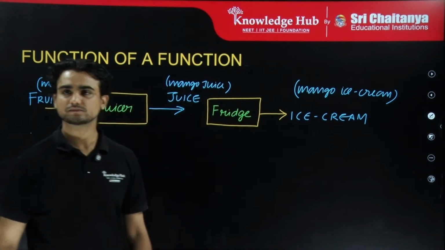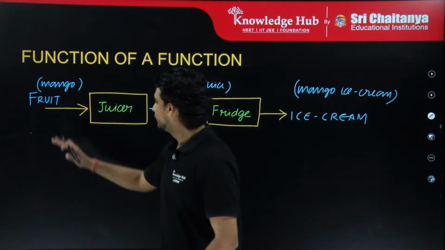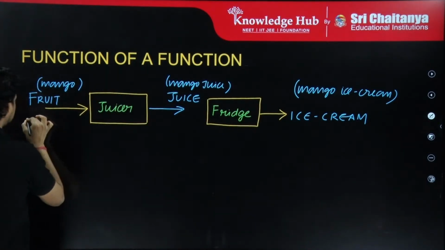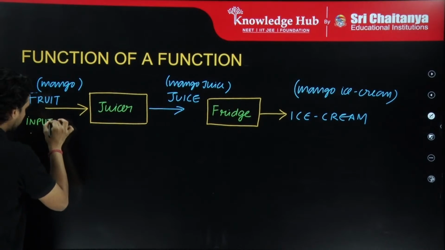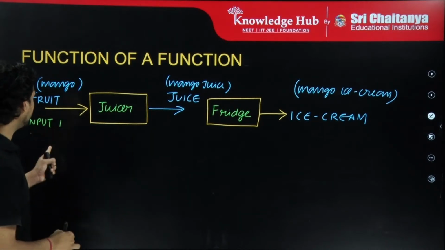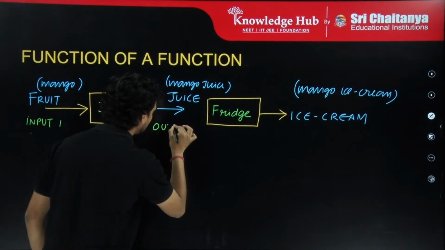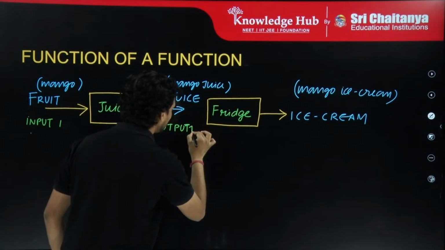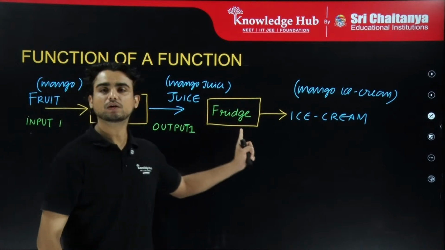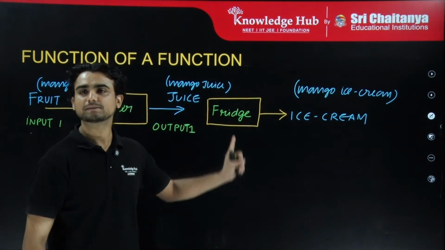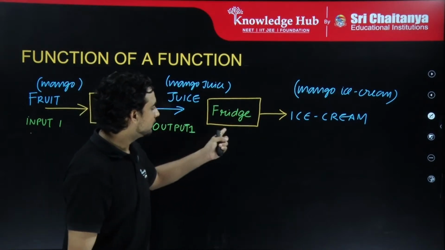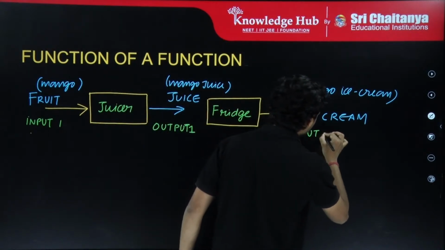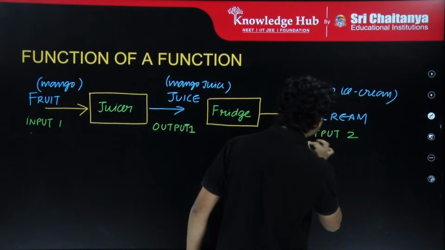So now what I am doing? Here I am first using this machine, right? So this will be my input 1. Through that input 1, I'll get output 1, right? Output 1 will act as an input to my machine 2, that is my fridge. And when I put this input here, I'll get an output 2. So can I say this is my final output?